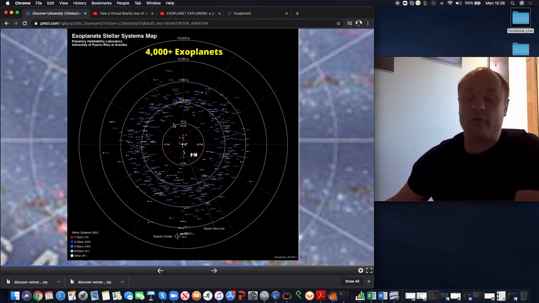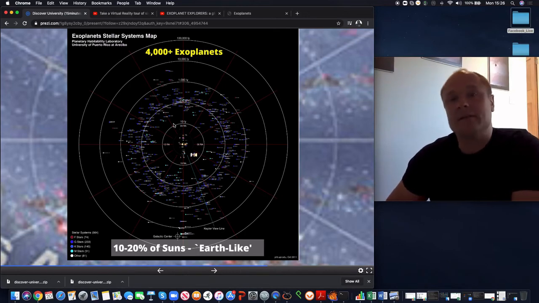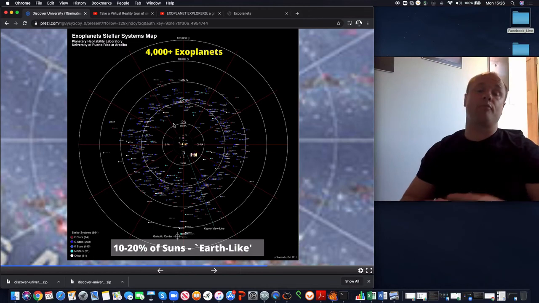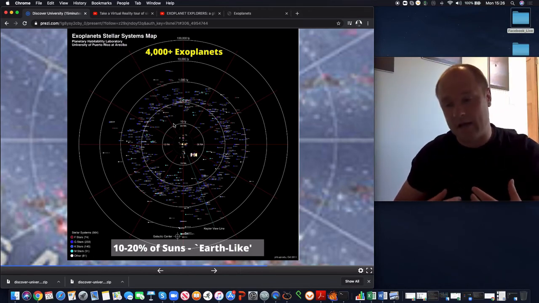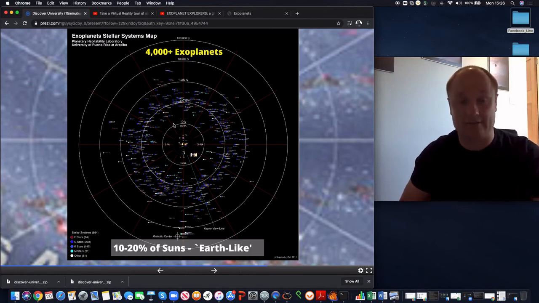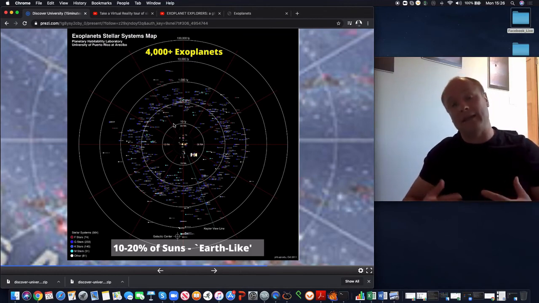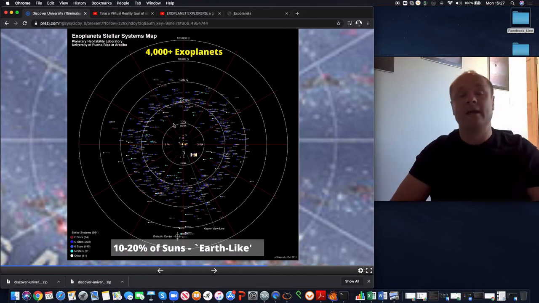So currently there's over 4,000 exoplanets that have been discovered. Now, if you think about trying to estimate the number of potential Earth planets in the galaxy, to start with, about 10 to 20% of the stars that are like the Sun probably have a planet like the Earth orbiting them. How do we know that?